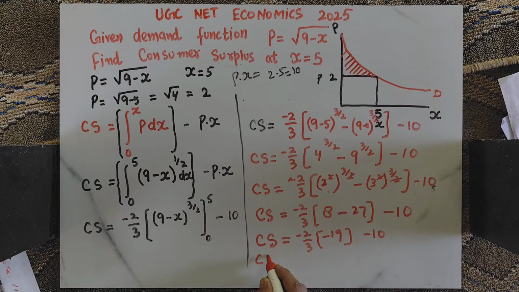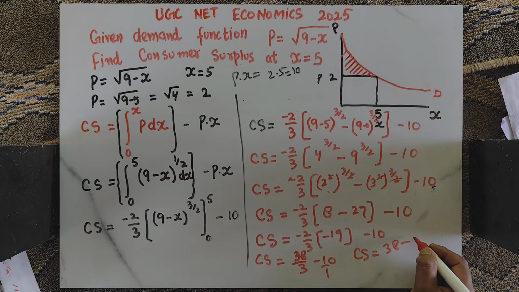Our consumer surplus will be equal to, minus into minus is plus, 2 into 19 is 38, so we get plus 38 upon 3 minus 10. So consumer surplus will be equal to 38 minus 3 tens are 30, upon 3. Our consumer surplus will be equal to 38 minus 30 is 8 upon 3, which is equal to 2 and 2 upon 3. So this will be our consumer surplus.